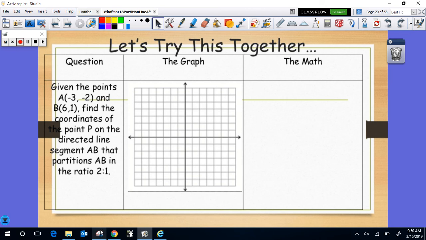Let me get the formula. Well, let's go ahead and graph what it says. It says given the points A is -3 and -2 and B is 6, 1, find the coordinates of the point P on a directed line segment AB that partitions AB in a ratio of 2 to 1.